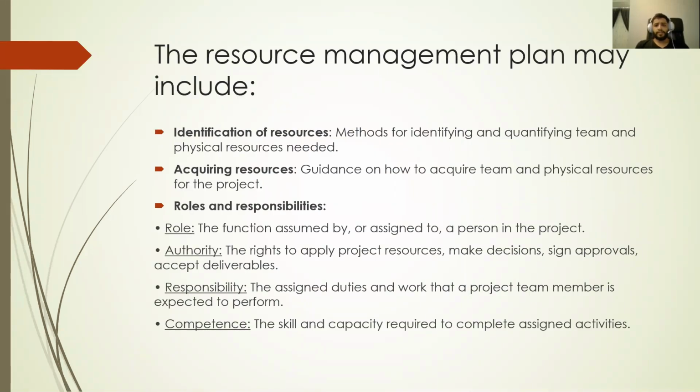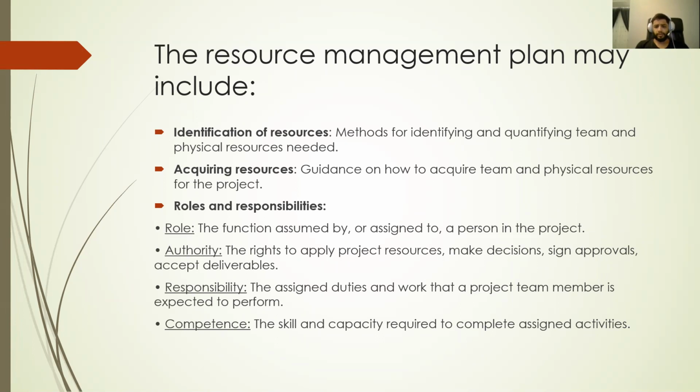The resource management plan may include three things: identification of resources, which is the method for identifying and quantifying team and physical resources needed. Acquiring resources, guidance on how to acquire team and physical resources for the project. Roles and responsibilities. It includes four things: role, authority, responsibility, and competence.